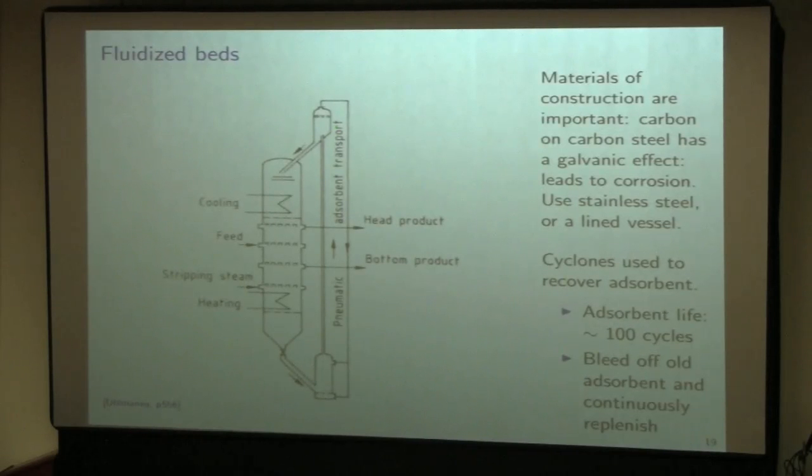But there is a finite life cycle for these. So in this continuous process, we would have to bleed off all the adsorbent and replenish it. If this was a batch system, we'd only run the cycle about 100 times, and we'd have to regenerate our bed. So we'd have to repurchase our adsorbent and build a new column effect.